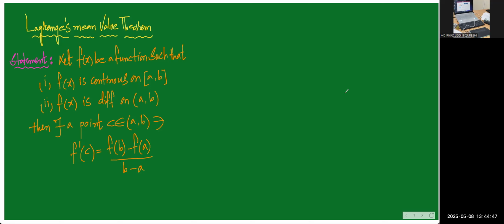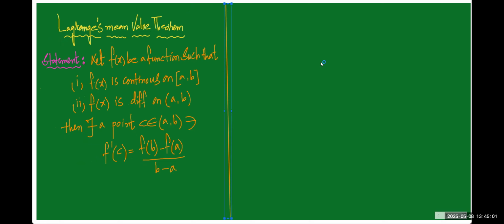We have to discuss the proof also for this theorem. But before moving to the proof, I will show you the geometric meaning of Lagrange's mean value theorem. In the exam, sometimes they may ask you to write the geometric meaning of Lagrange's mean value theorem. So the heading will be geometric interpretation of Lagrange's mean value theorem.